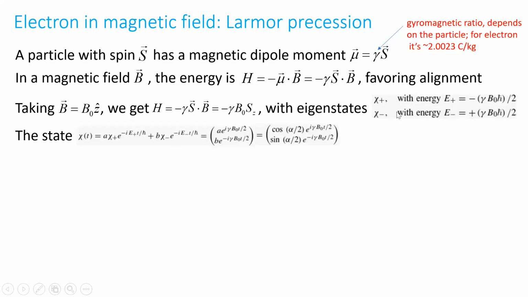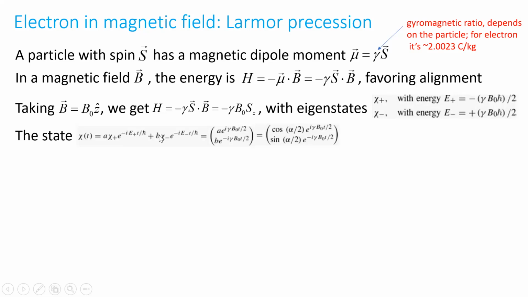Okay, so we know what the eigenstates are. So a general state, as it evolves in time, chi, will be some multiple of the spin up state plus some multiple of the spin down state. And the evolution in time works exactly like it did for all the other quantum systems we've seen. It's e to the minus i, the energy of that eigenstate, times t over h bar. If we plug in t equals 0 here, these exponentials both go to 1, and we get chi of 0 is a chi plus plus b chi minus, which is exactly what we had before.